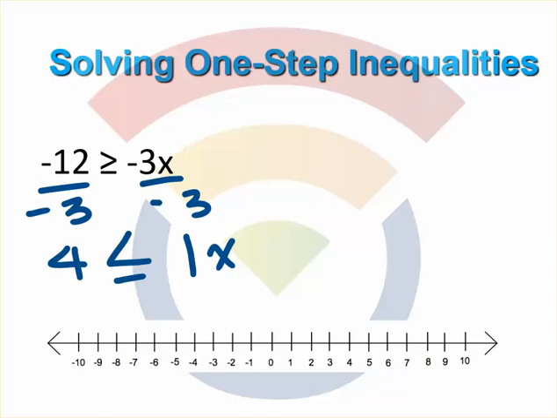Let's graph this. 4 is less than or equal to 1x. On my number line, we put our solid circle at 4. 4 is less than x, and that means x is bigger than 4. So all of these values are going to be part of my solution.